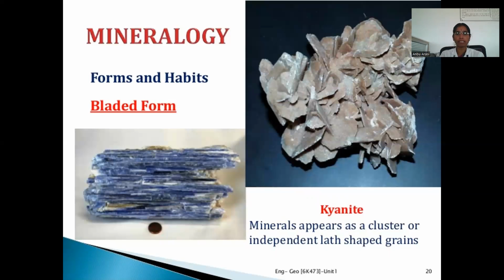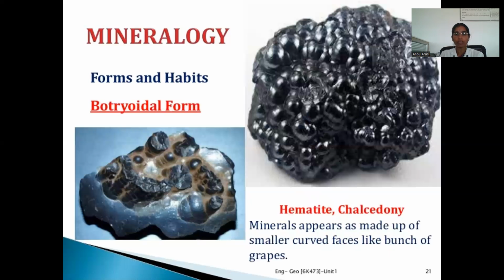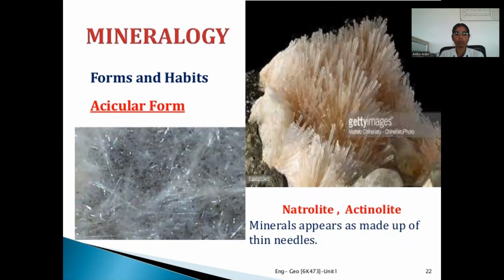It looks like a cluster of independent lath-shaped grains. That's called bladed form. Botryoidal form looks like smaller curved faces, like a bunch of grapes. That's called botryoidal form. Example, hematite. And acicular form looks like thin needles. That mineral looks like thin needles. That is called acicular form.